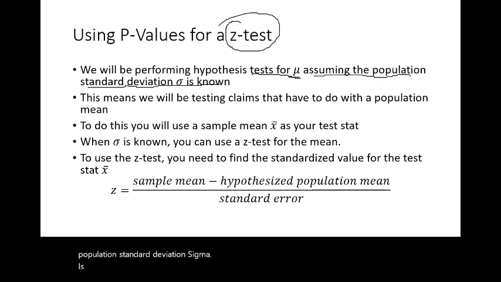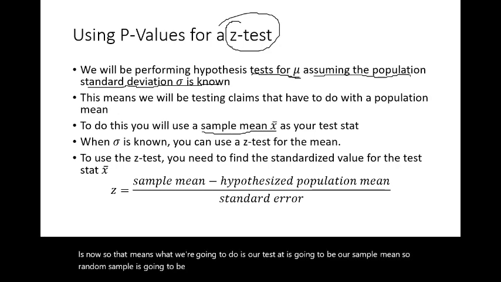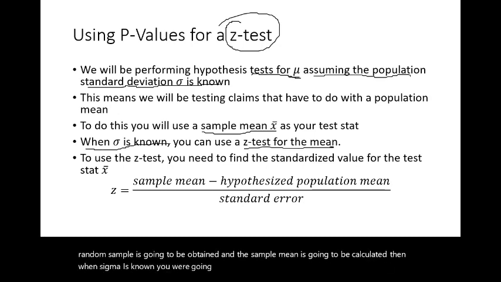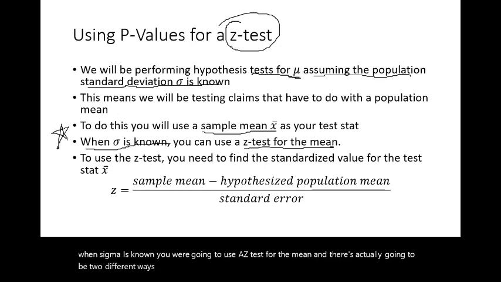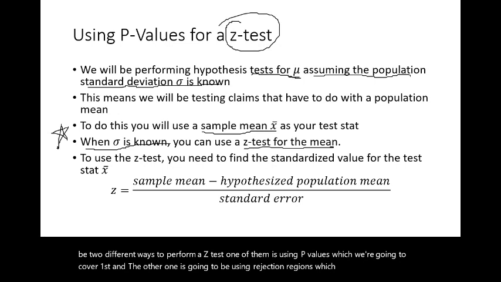So that means our test stat is going to be our sample mean. A random sample is going to be obtained, and the sample mean is going to be calculated. Then, when sigma is known, you are going to use a z-test for the mean. And there's actually going to be two different ways to perform a z-test. One of them is using p-values, which we're going to cover first, and the other one is using rejection regions, which we're going to cover in a little bit.